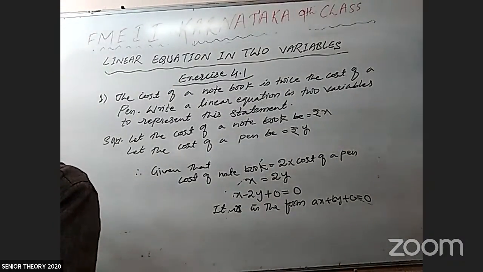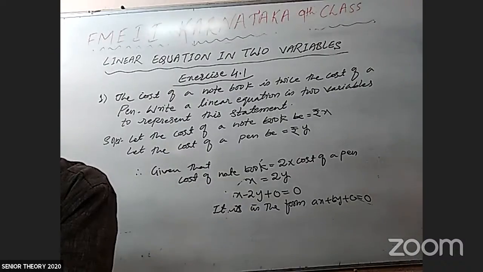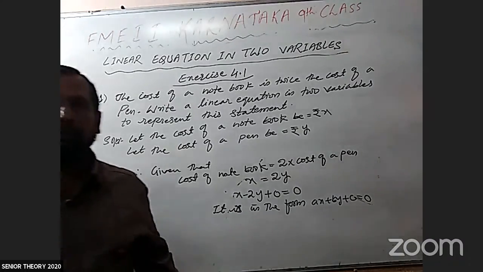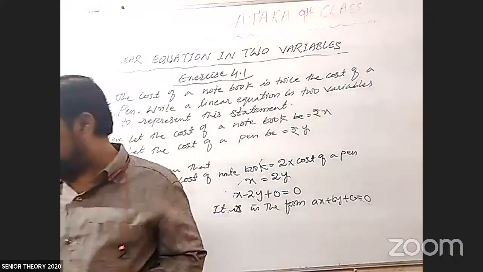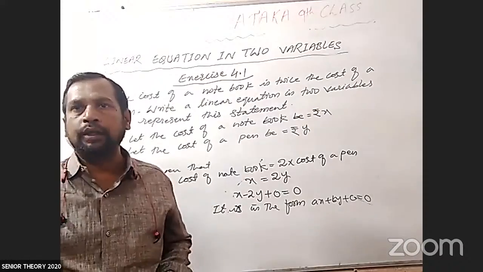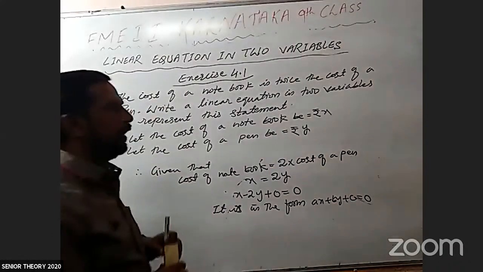Next, second question. Express the following linear equation in the form of ax plus by plus c equal to 0 and indicate the values of a, b, c in each case. This is the similar question as we have solved in example number 1. First, we have to convert the given linear equation in standard form ax plus by plus c, and after that we will write the values of a, b and c.